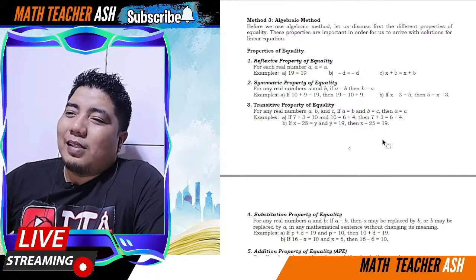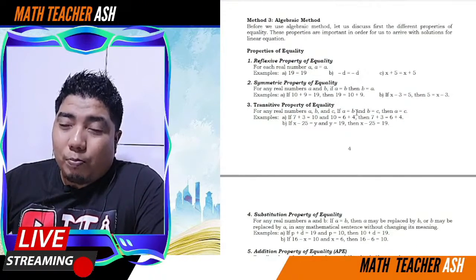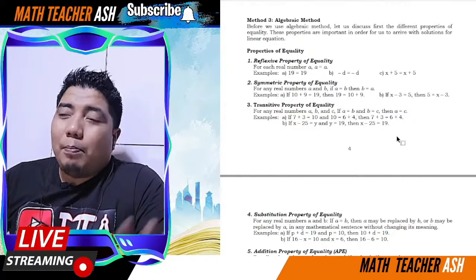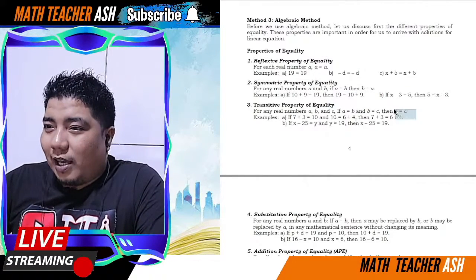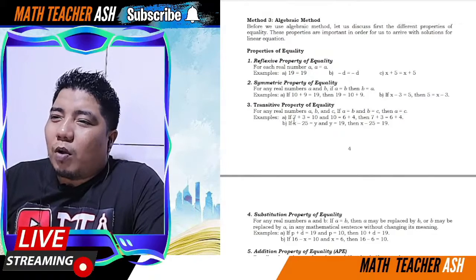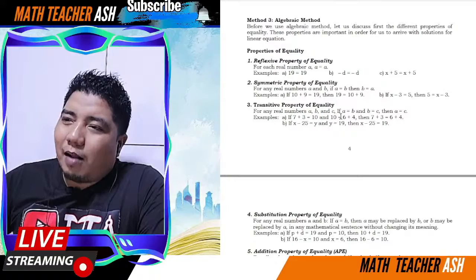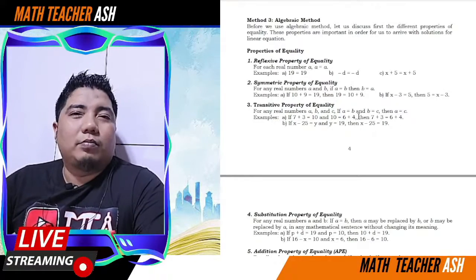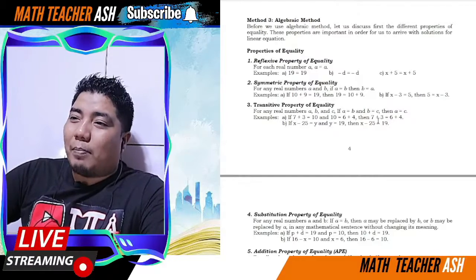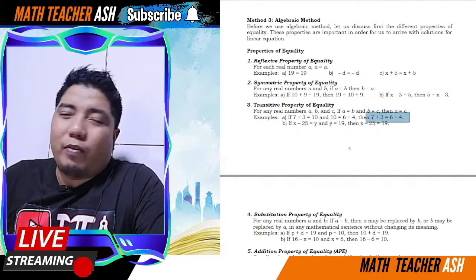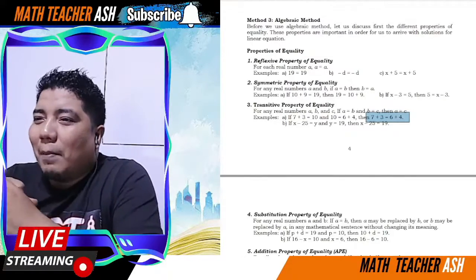Now, we go with the transitive property. So, we have here, if A is equal to B, and B is equal to C, then we can say that A is equal to C. Ayan. Alright. Example. Kung si 7 plus 3 ay equal kay 10, tapos si 10 naman ay equal sa 6 plus 4. Now, we can say na si 7 plus 3 ay pareho lamang sa 6 plus 4. Of course, kasi pareho silang equal kay 10. Okay, ganun lang kadali, my dear math learners.